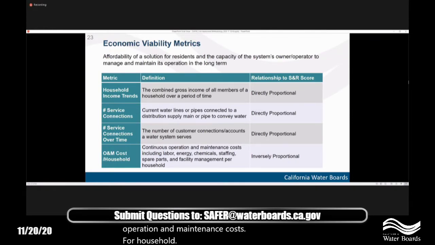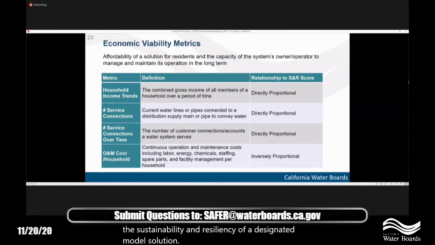In addition to listing the metrics with their definitions, what this table is showing, and I'm referring specifically to the most right-hand column, is the relationship between the individual metric scores and the overall sustainability and resiliency score. And this is intended to indicate whether the performance of a metric supports or detracts from the sustainability and resiliency of a designated modeled solution.